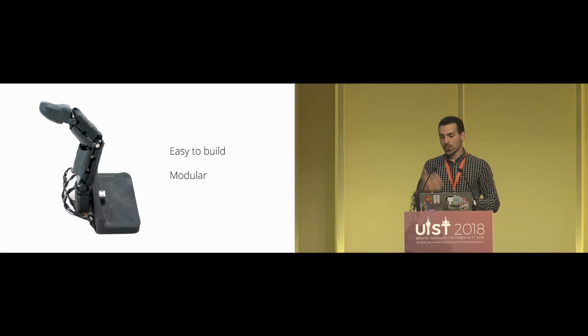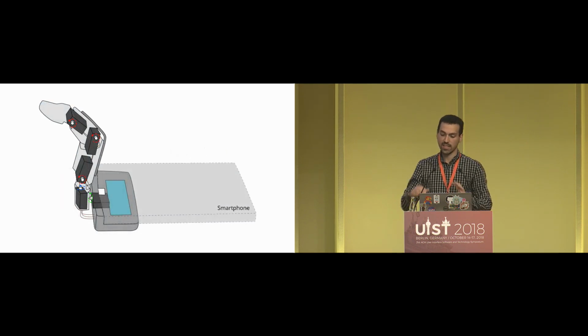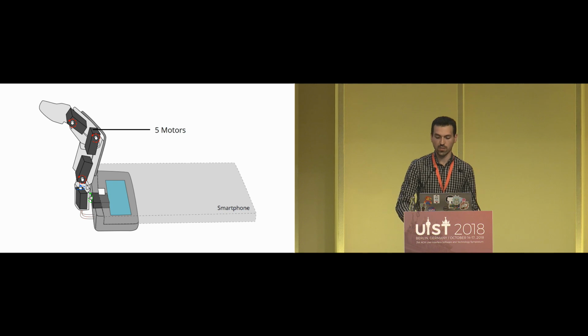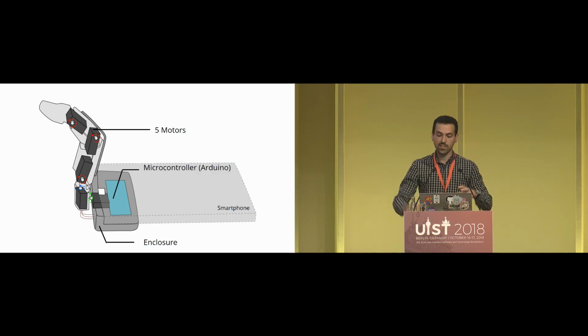Now, how is it made? What I would like to show you here is that it's easy to build and reproduce, and its implementation is modular. It's easy to use because the device is very simple in its design. It's composed of 5 chained servo motors. Why 5? Because it was a good compromise between the degrees of freedom and the power consumption. The motors are controlled by an Arduino board. Everything is enclosed in a 3D printed shell that lies behind the phone.